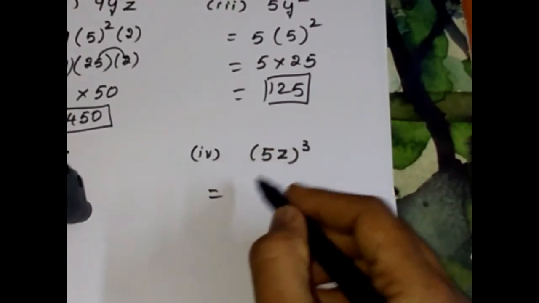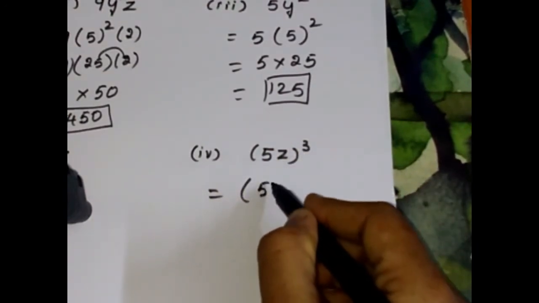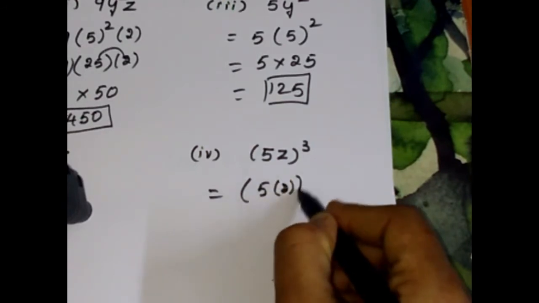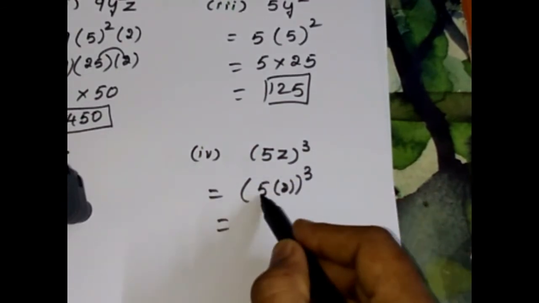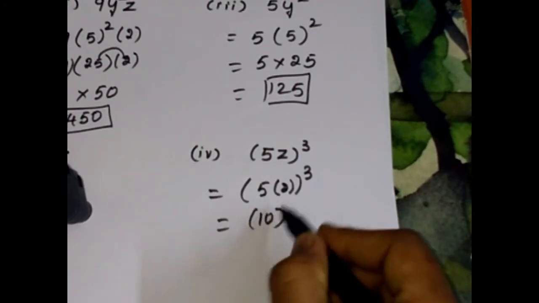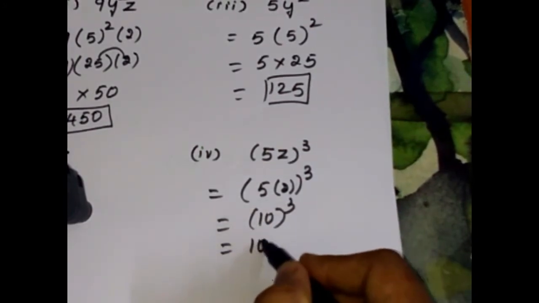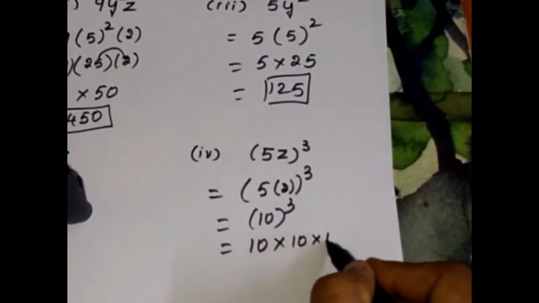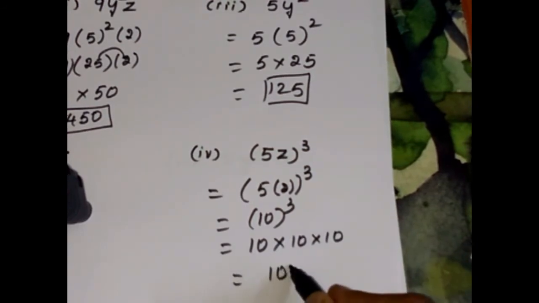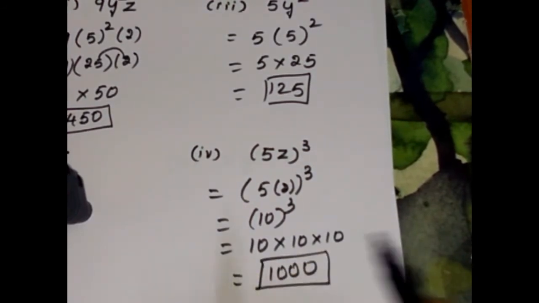5z whole cube. What do you mean by 5z whole cube? First calculate what is 5z, that is 5 into 2, it is 10 cube. What is the meaning of 10 cube? 10 into 10 into 10, 1 followed by 3 zeros. The solution is 1000.